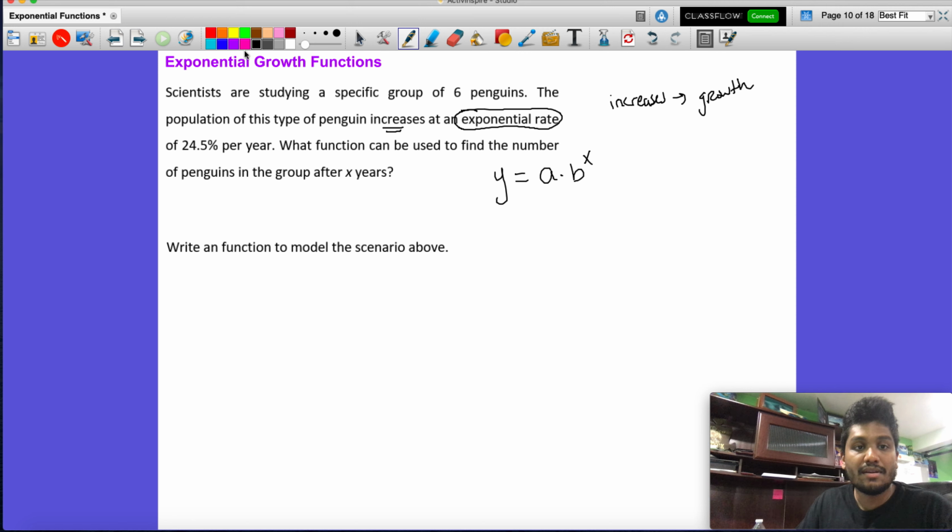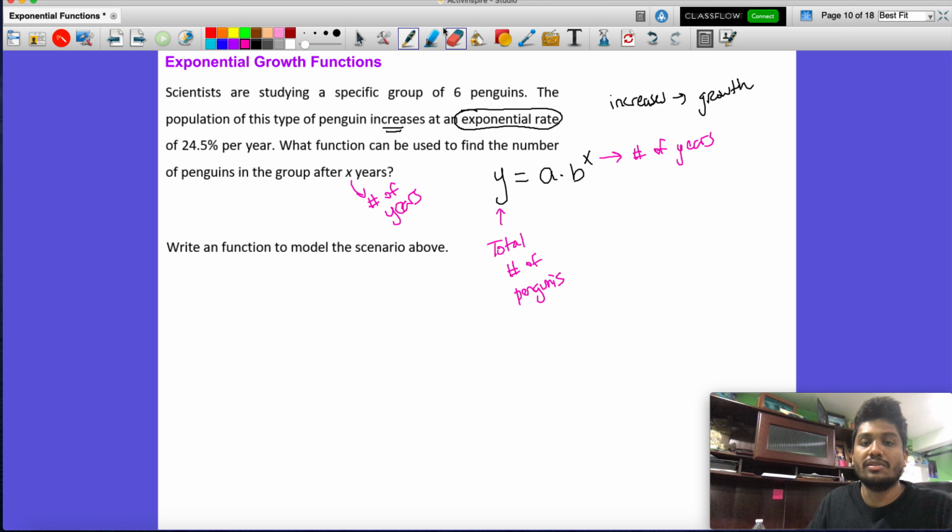So we know that x is going to be the number of years. And actually, what I should really do is write that here. This is the number of years. This is going to be the total, right? The total number of penguins. That's usually what the whole total is, always on this side. And the A represents the initial amount. In this case, what is our initial amount? That's how many penguins we start off with, which is 6.